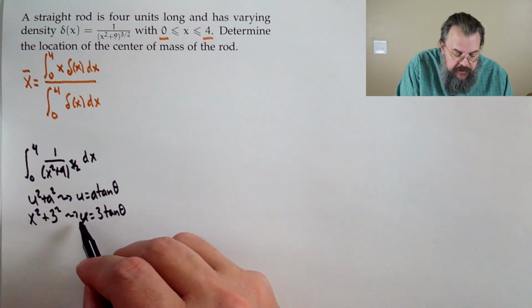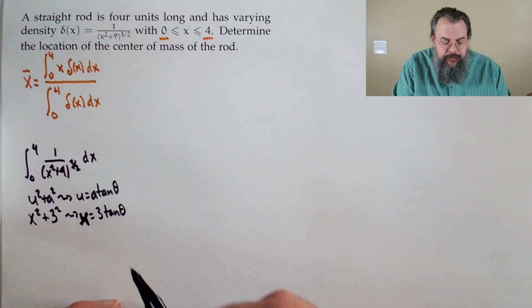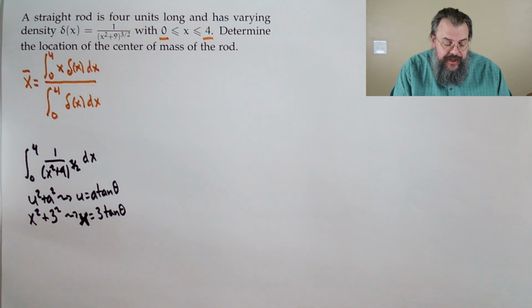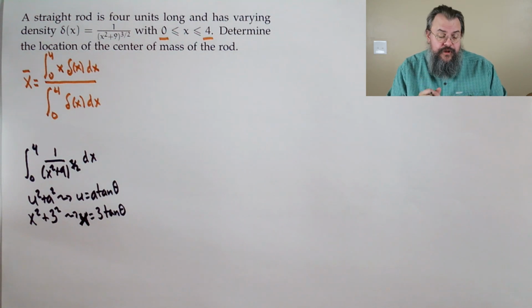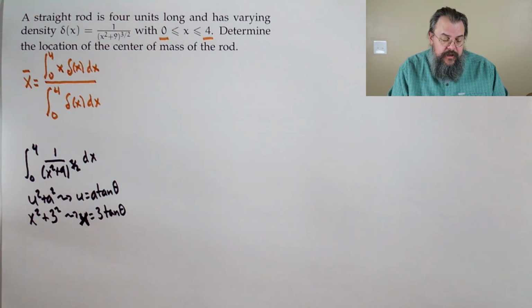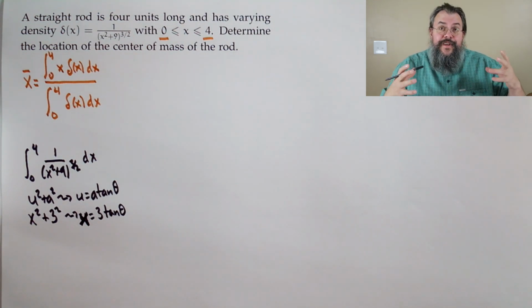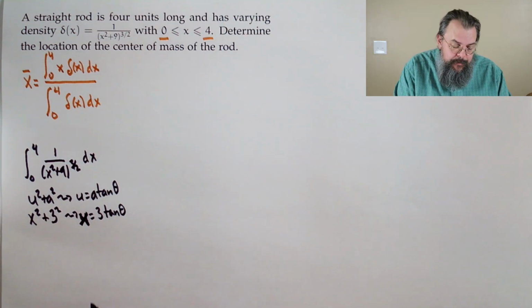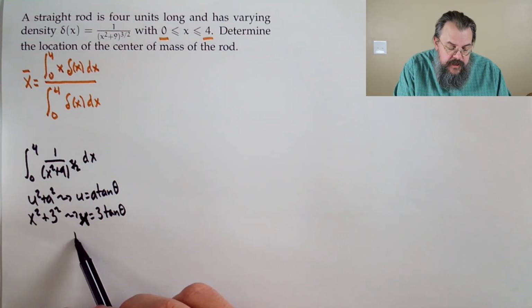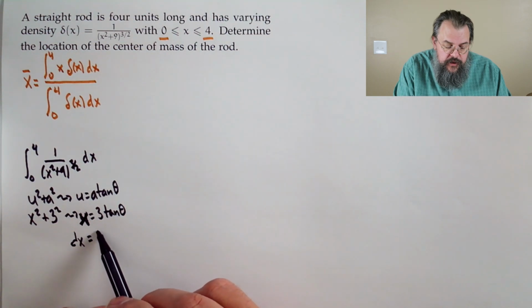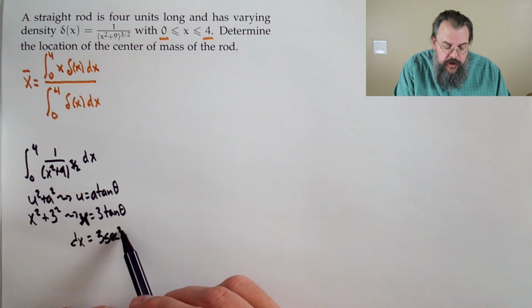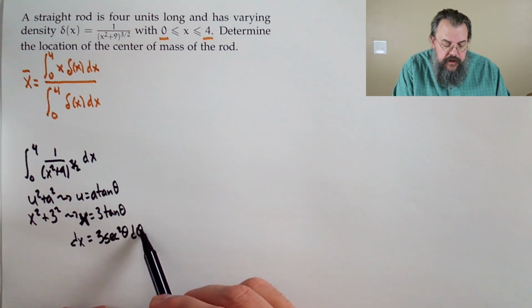Whoops, sorry, x, not u, x. X equals 3 tangent theta. So that's our substitution to make. And the reason we're thinking trig substitution is we see square roots, right? Okay, well, dx would be 3 secant squared theta d theta, that's good.